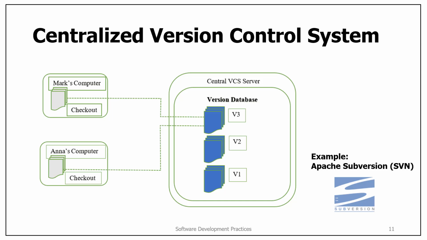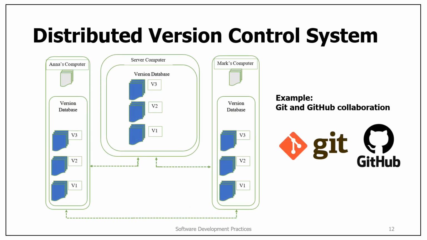So the real world example of this centralized version control system is the Apache Subversion software. This is widely used in the Apache Foundation for performing their internal operations. And the third category is your distributed version control system, right?